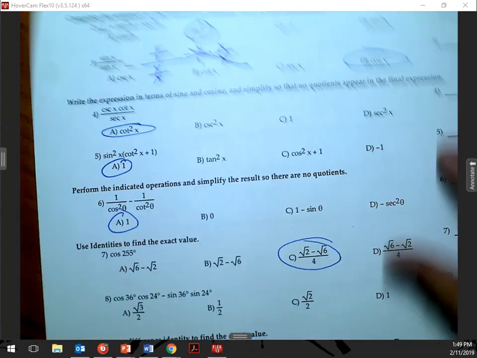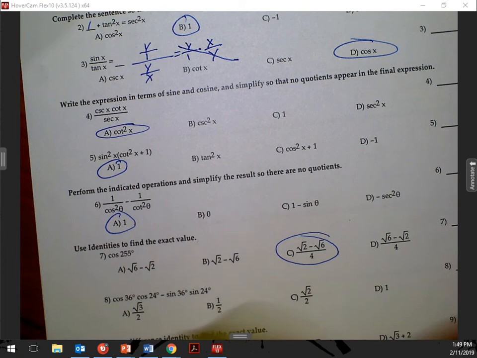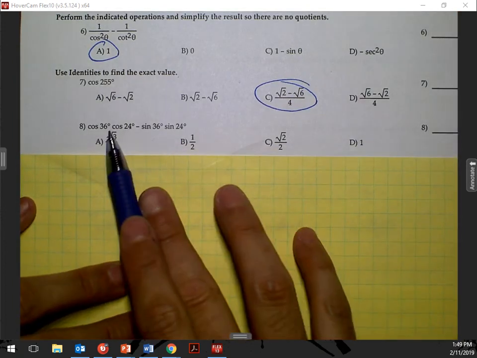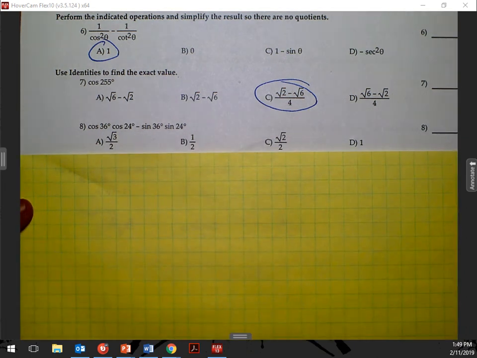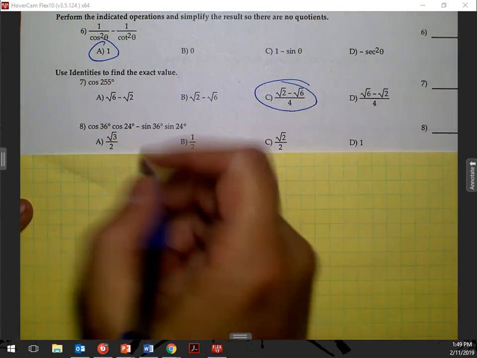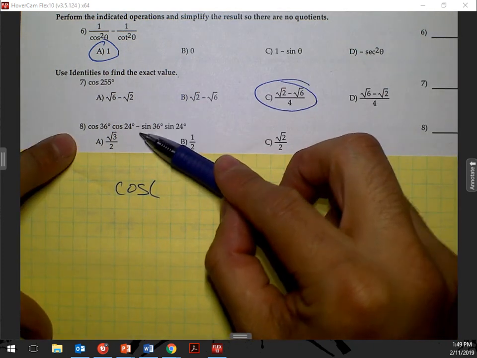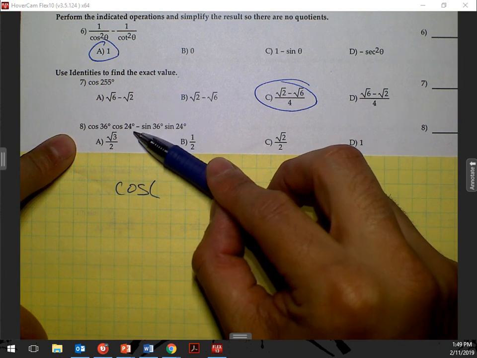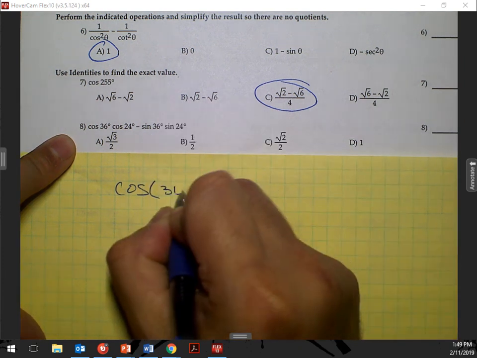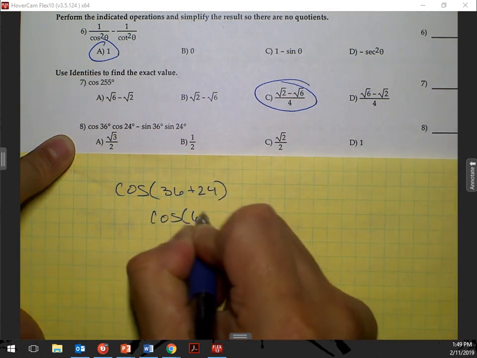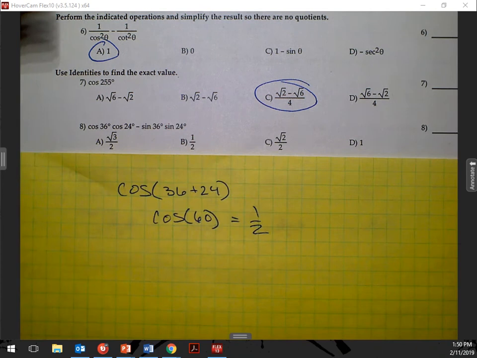Alright, okay, I think the last one I'm doing today is going to be 8. I gotta save some for tomorrow. Okay, so, what formula is this? It's cosine, right? So the formula for this is going to be the cosine. But now, is this going to be an addition or subtraction? Addition, right? Because this is a minus sign here, right? So it's going to be 36 plus 24, right? Yes? Add them together. What's cosine of 60? 1/2.